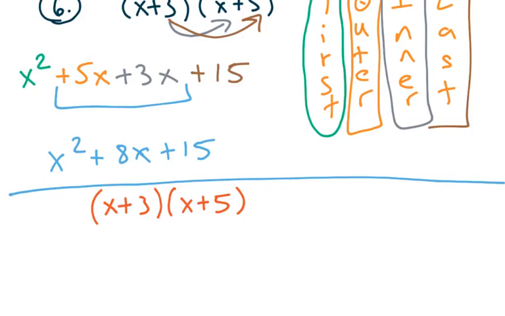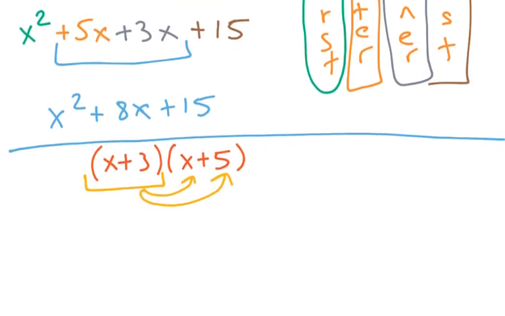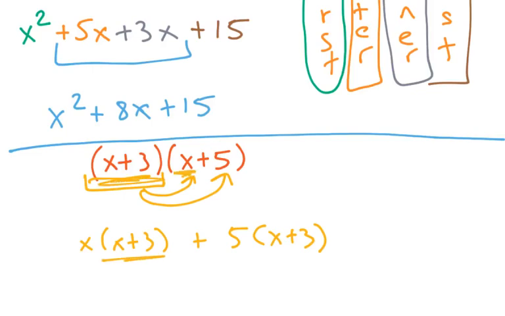So first off, why does FOIL work? Well, what you're really doing is distributing x plus 3 into x and into 5. So this really means x times (x plus 3) plus 5 times (x plus 3). Now all I'm doing is multiplying x by x plus 3, and 5 by x plus 3.